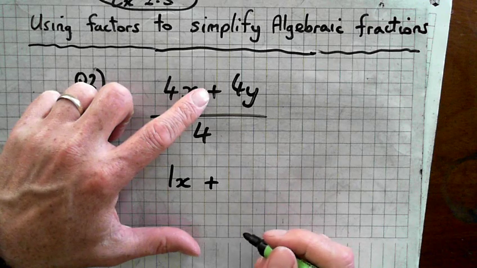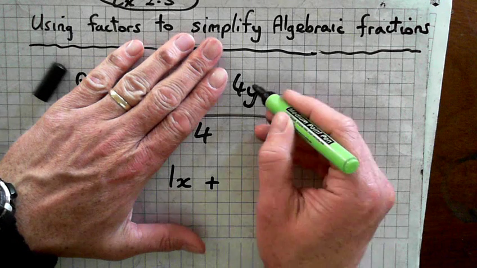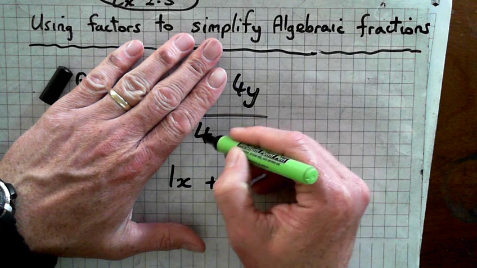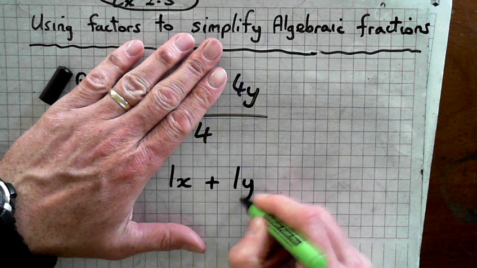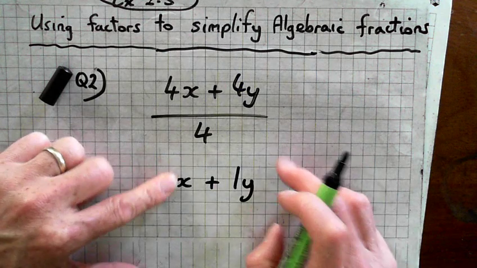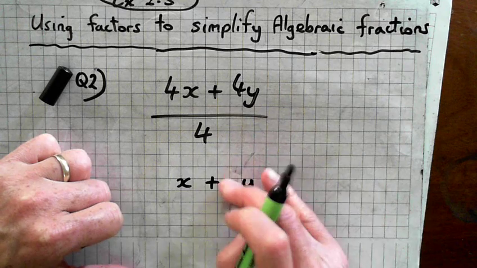Plus is the sign, write that. 4y. 4 divided by 4 is 1. Plus y. That's the answer. Or just x plus y.